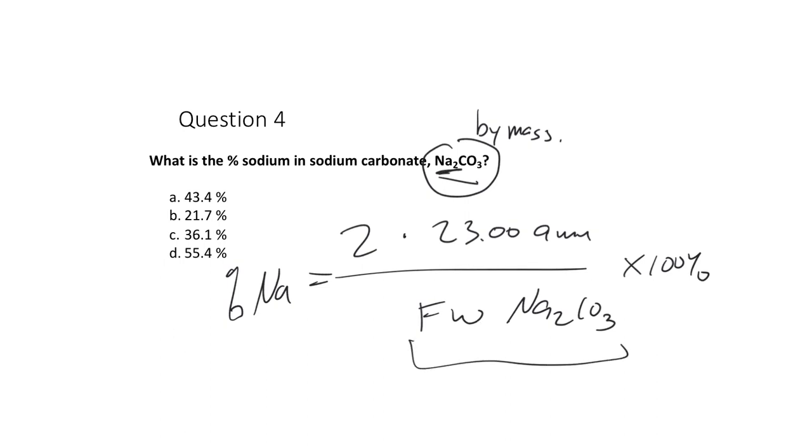The formula weight of sodium carbonate would be 23.00 times 2 plus 12.01 plus 3 times 16. So this formula weight here is 106.01. And then we just take 46.00 divided by 106.01. The percent sodium should be about 43.4%.